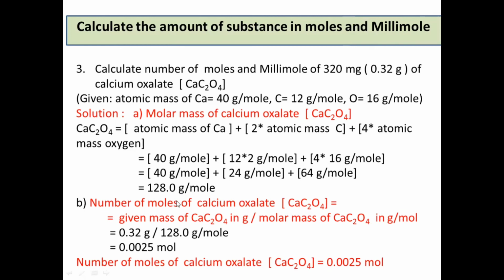Second, we can calculate the number of moles of calcium oxalate. How to calculate the number of moles? That is the amount of substance divided by the molar mass. The amount of substance is already provided, 320 milligrams, which is converted into 0.32 grams. So 0.32 gram divided by the molar mass of calcium oxalate, 128 gram per mole. When we divide 0.32 by 128, the answer is 0.0025 moles. So we have calculated the molar mass of calcium oxalate, and the number of moles of calcium oxalate.